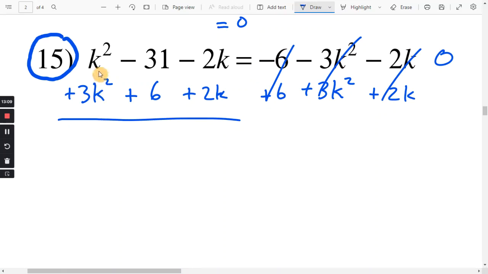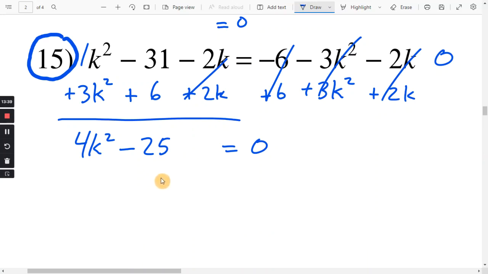On the left, 1k squared plus 3k squared. Negative 31 plus 6 is going to be negative 25. And 2k minus 2k is 0. And that equals 0. Okay, you could use quadratic formula, but now, since we don't have a k term, it's much easier to avoid the quadratic formula.